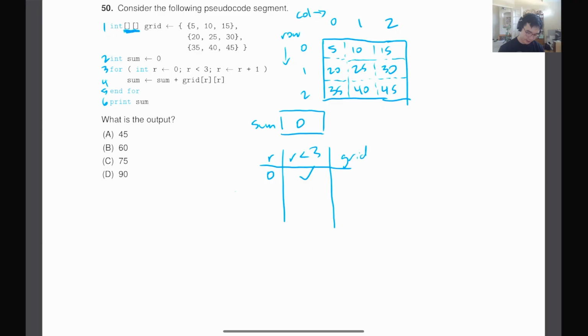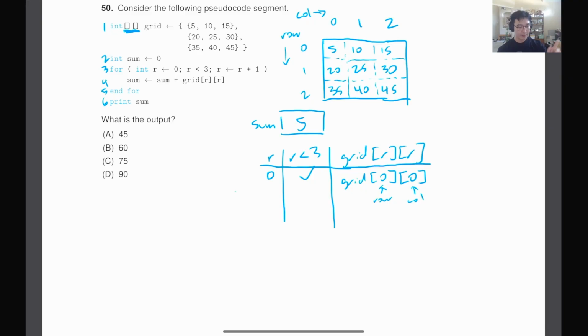grid[r][r]? Well, grid[r][r] would be grid at row 0 and column 0, right? Because r is 0, and this is row, this is column. So what value is at row 0, column 0? Well, that is the value of 5. So sum plus 5, 0 plus 5 is 5. So sum is now 5. All right, it goes to line 5.